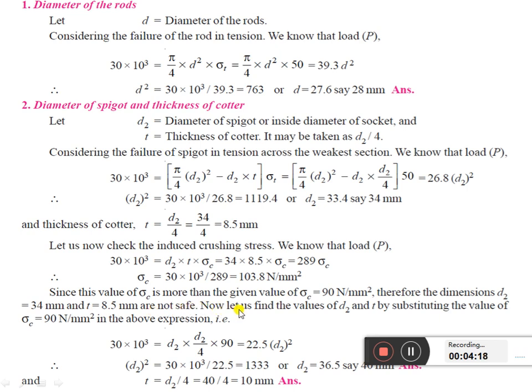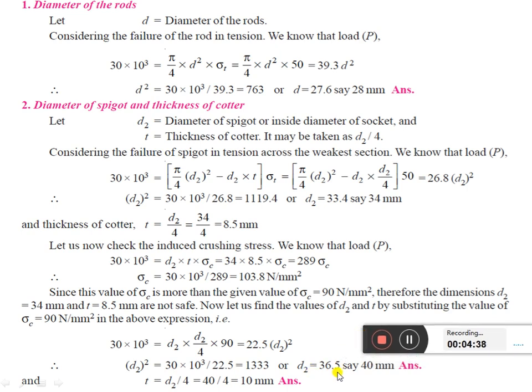So now let us find the value of d2 and t by substituting the value of sigma c, 90 Newton per mm square, in this equation. So we will get d2 equal to 36.5, say 40 mm, and t equal to 10 mm.